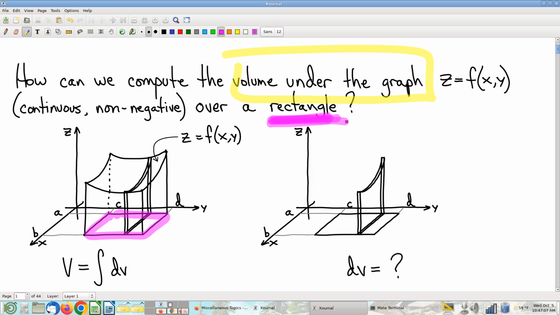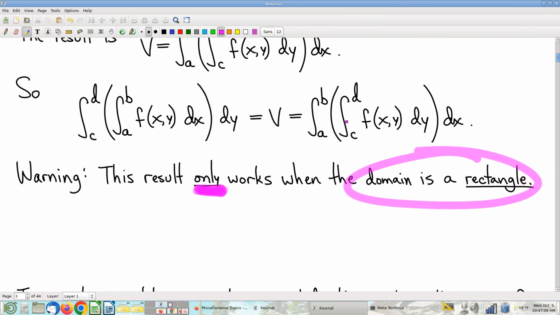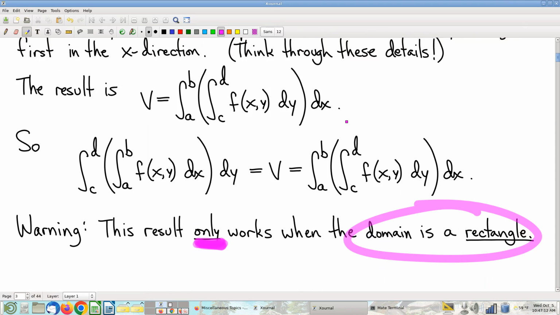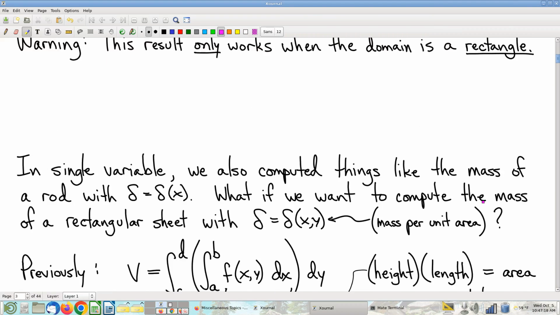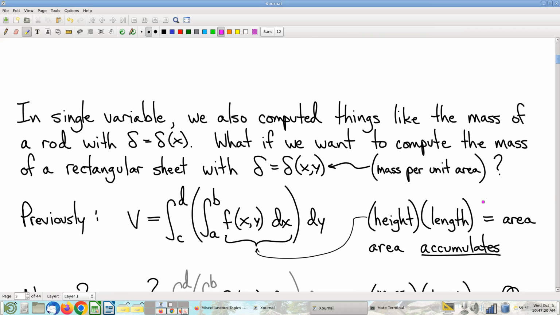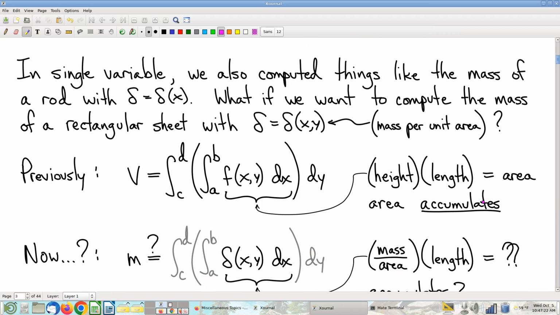Having a rectangular domain is the only time when this happens. Okay. Alrighty. So here's the next natural thing you might want to do.